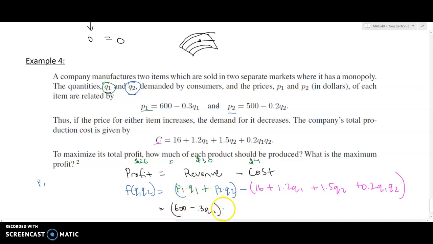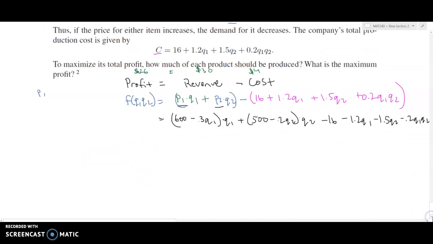That's our price times how many of them we sell, plus price number 2, which is for product number 2, which is 500 minus 0.2 Q2 times the quantity. So all I'm doing is substituting P1 and P2, minus 16 minus 1.2 Q1 minus 1.5 Q2 minus 0.2 Q1 Q2. And we're now ready to optimize this.